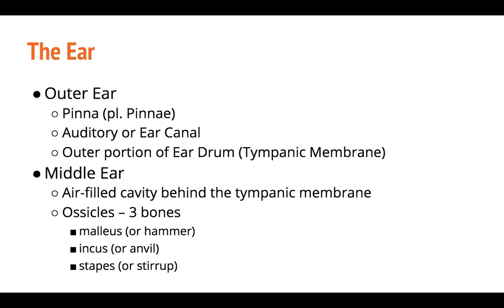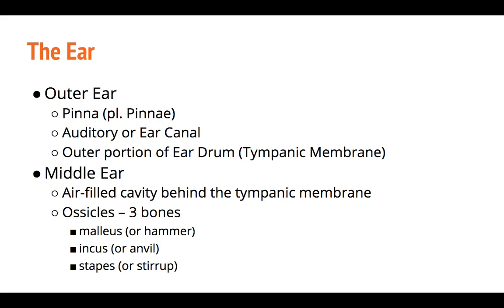We divide the ear into three separate sections. The outer ear, which includes the pinna, the auditory or ear canal, and the outer portion of the eardrum. This is the visible portion of the ear that we can see when we're looking at someone's head. Next, we have the middle ear. This is an air-filled cavity behind the tympanic membrane or the eardrum.